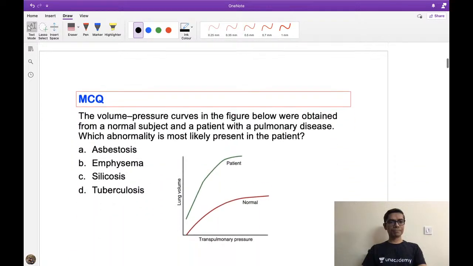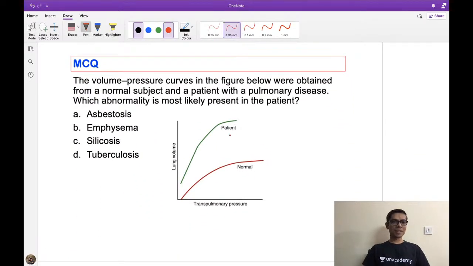The question is a very famous and old one, because it has been asked multiple times in different exam preparations, so you must have seen this kind of curve. The pressure volume curves in this figure were obtained from a normal subject and from a patient with a pulmonary disease. This is the only hint. Otherwise the curve is given, this is the patient curve and this is the normal curve. Now you have to tell me which of the following diseases this patient is suffering from.